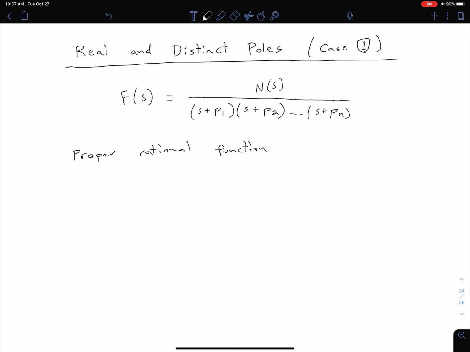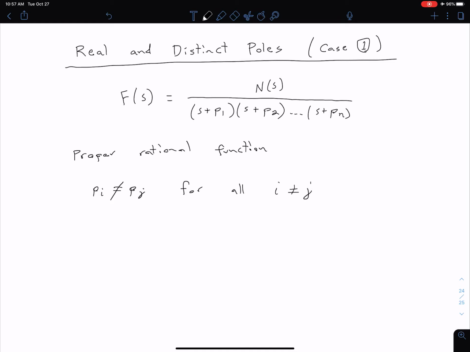And we have all of these poles in the denominator. We have s plus p1 times s plus p2, so on and so forth, times s plus pn. The one qualifier we want to give to this is that p sub i is not equal to p sub j for all i not equal to j. That's just a fancy mathematical way of saying that we have distinct poles. So none of these two poles in the denominator are the same.